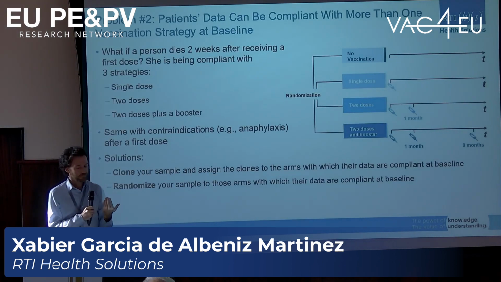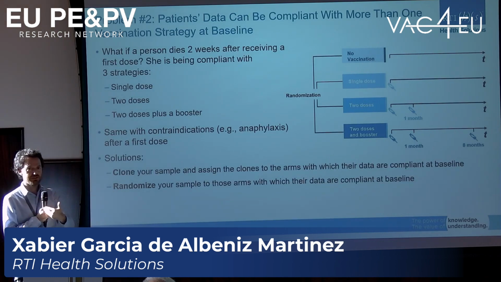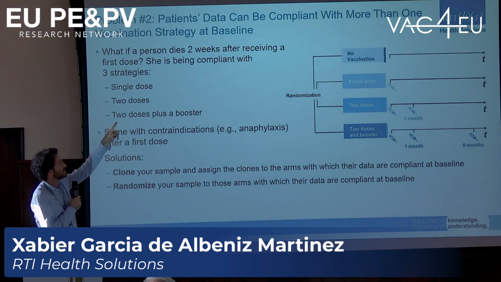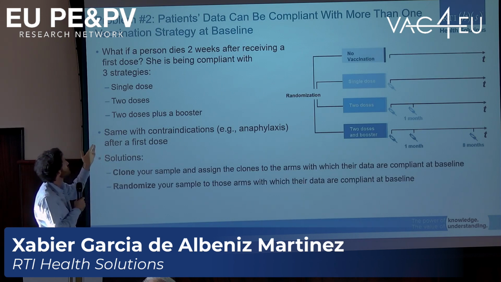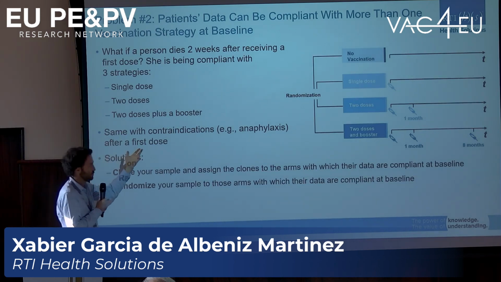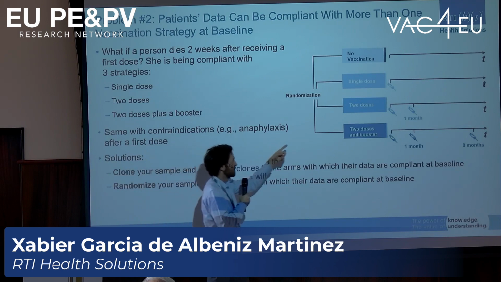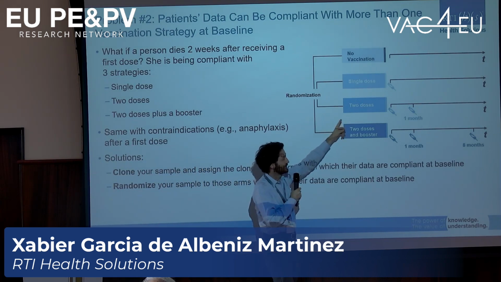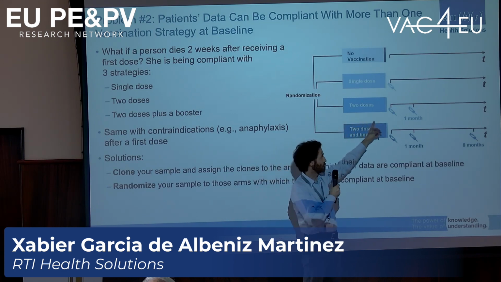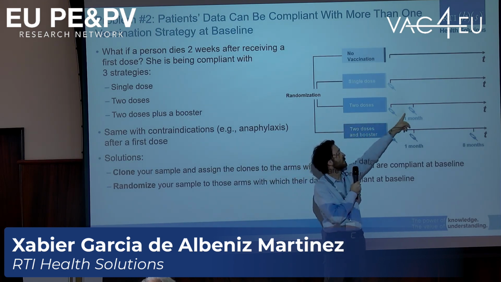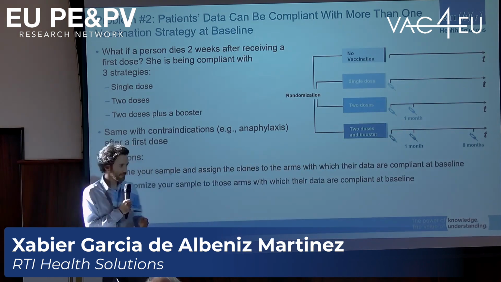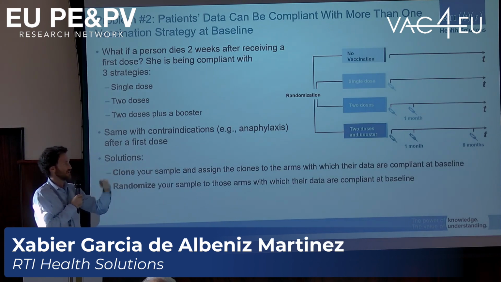Second problem: some of our vaccination strategies are not defined at baseline. For example, what happens if a person dies 2 weeks after receiving a first dose? That person is compliant with three strategies. She's compliant with the single dose strategy because she received the first dose. She's also compliant with the two doses strategy because she received the first dose and died here. And the same for the three doses strategy. So, where can I classify that person?